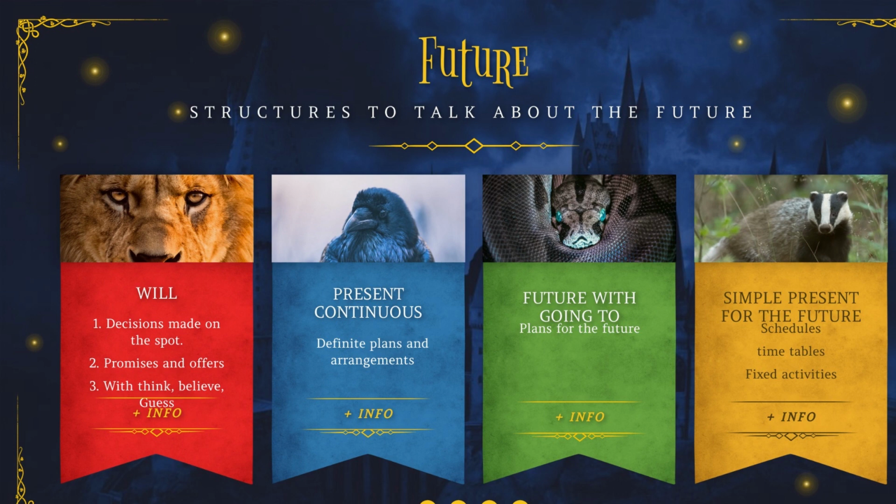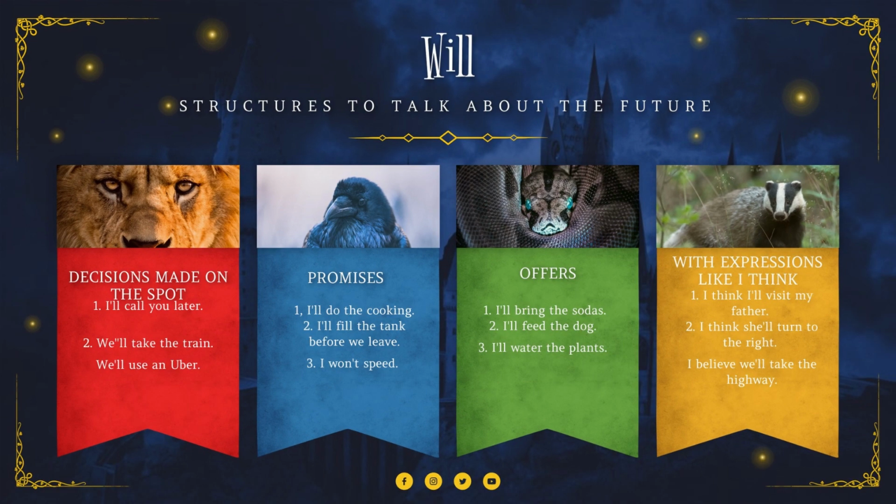We can also use the simple present for the future. We use it to talk about schedules, timetables, and fixed activities. Now, let's go back to the use of will. Will is normally used to talk about decisions made on the spot. These are decisions that the speaker takes at the moment of speaking.